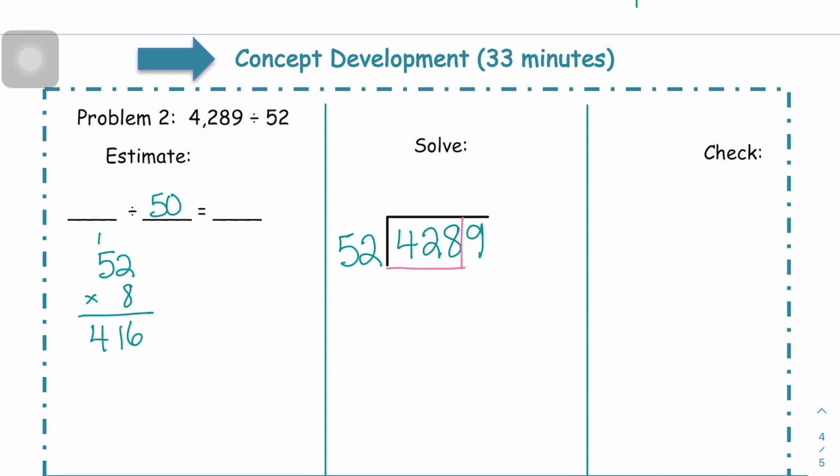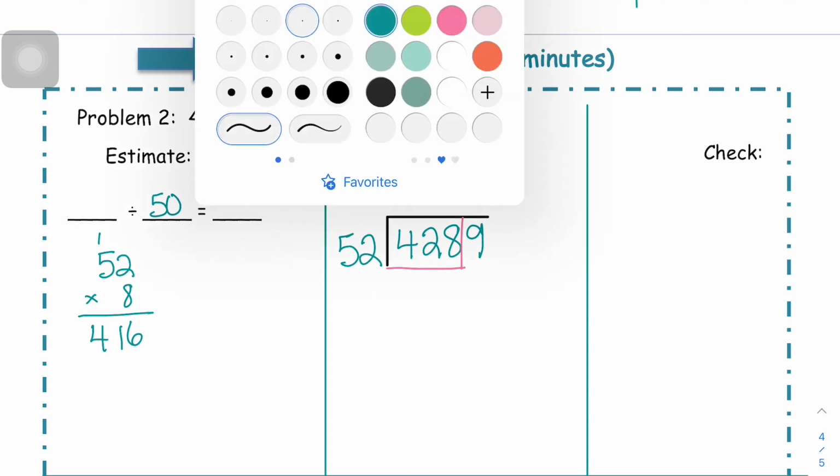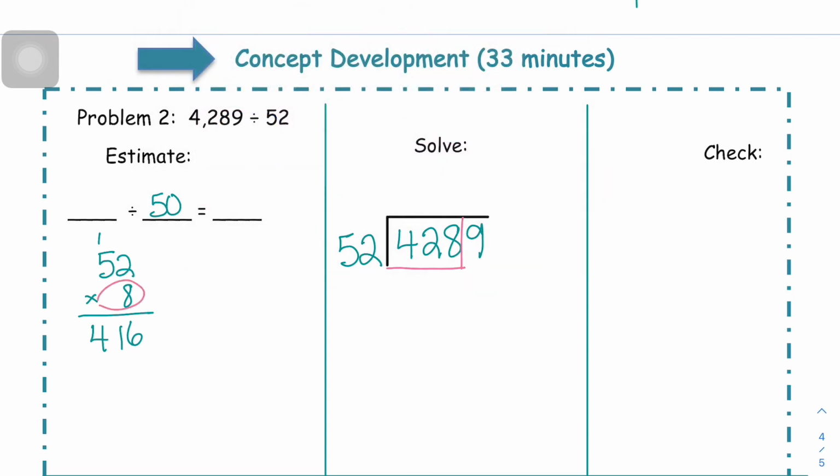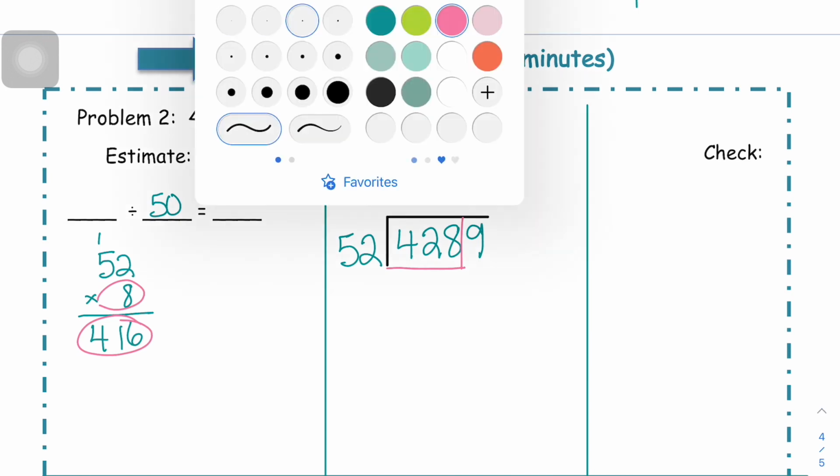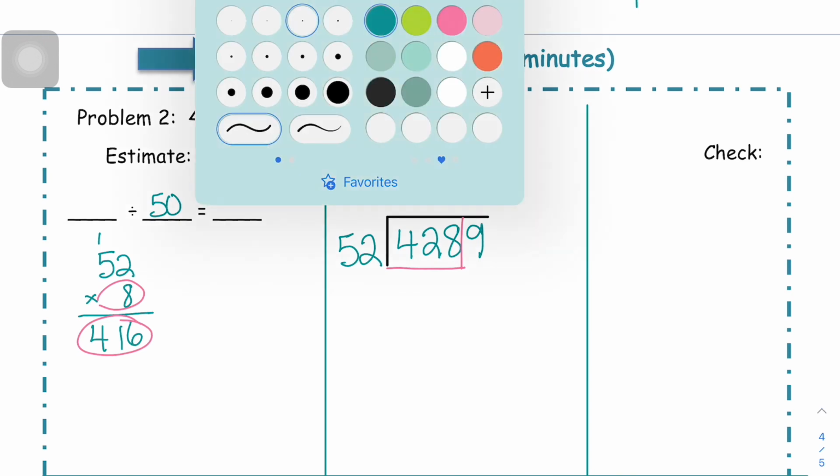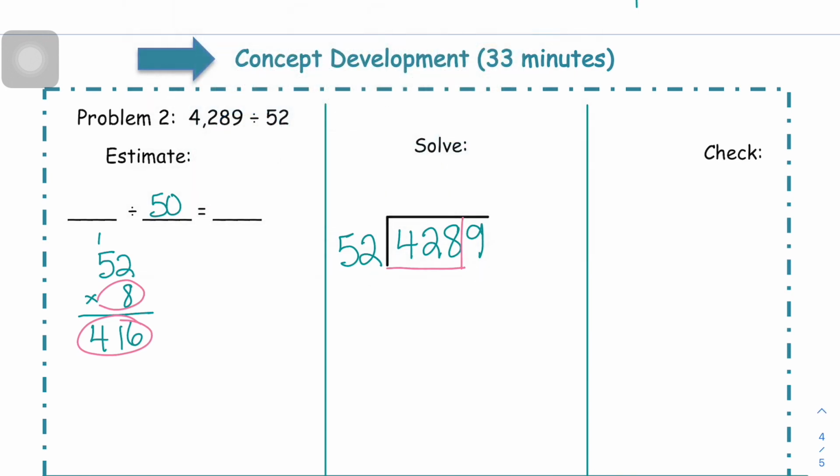So that looks like it's going to work. Now here's the thing. You've got to put the number on top of the doghouse in the correct place. So that means it goes over the last digit in your box. So the 8 actually goes on top of the 8. And 416 goes below. And we're going to subtract and get 12.